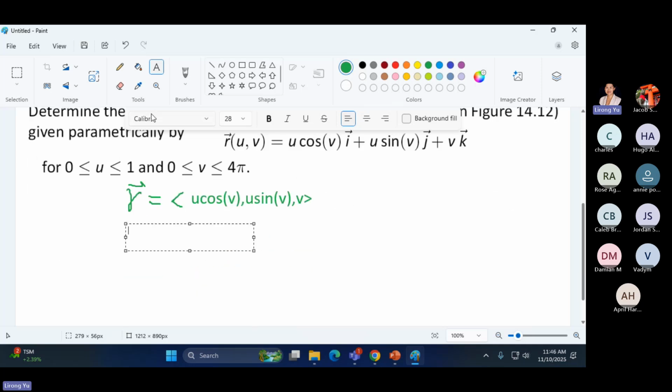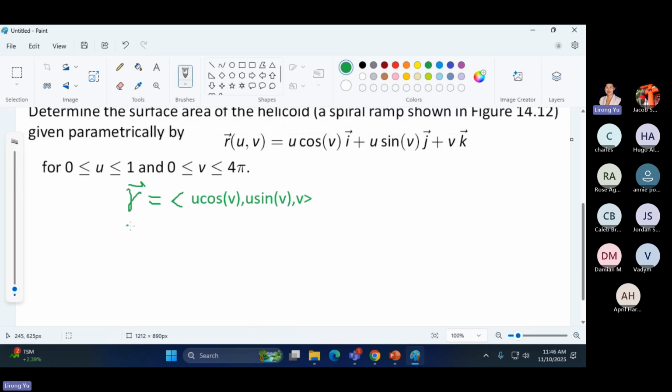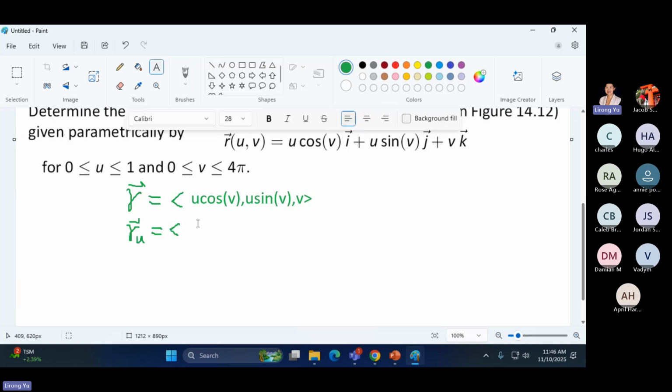So then we can calculate R_u, the partial derivative vector. We differentiate with respect to the u variable. Differentiating u, the derivative of u equals 1, so we have cosine v as a coefficient. The second component differentiated with respect to u is also 1, so it's 1 times sine v. And the last component has no u, so the derivative is 0. So that's the partial derivative vector.